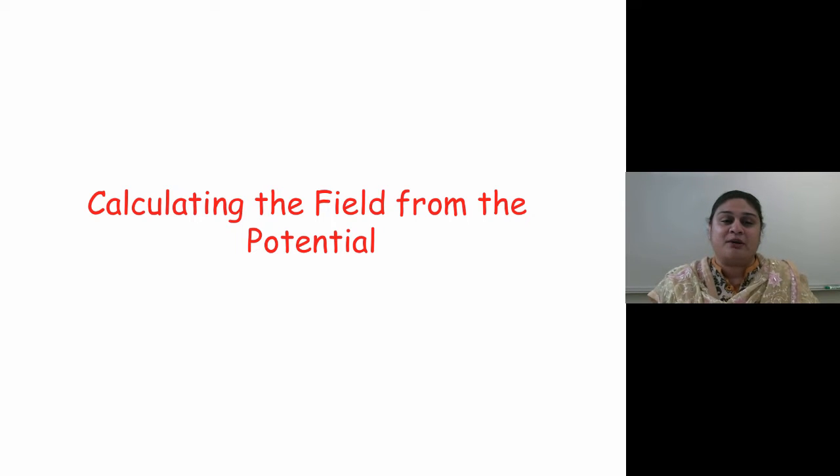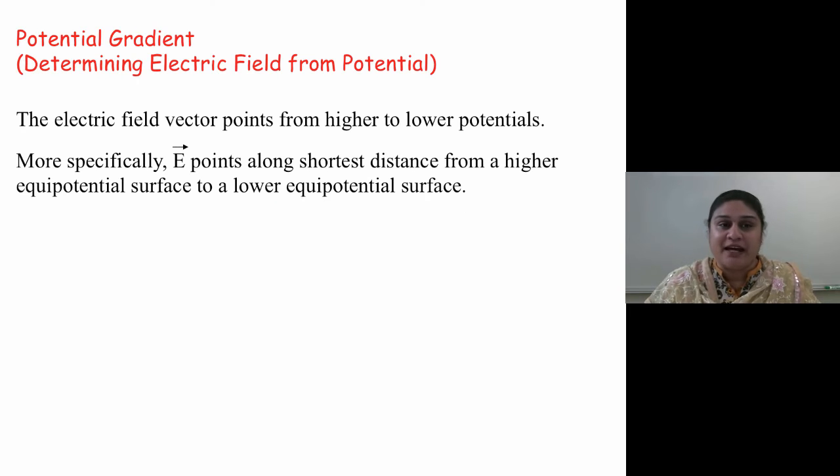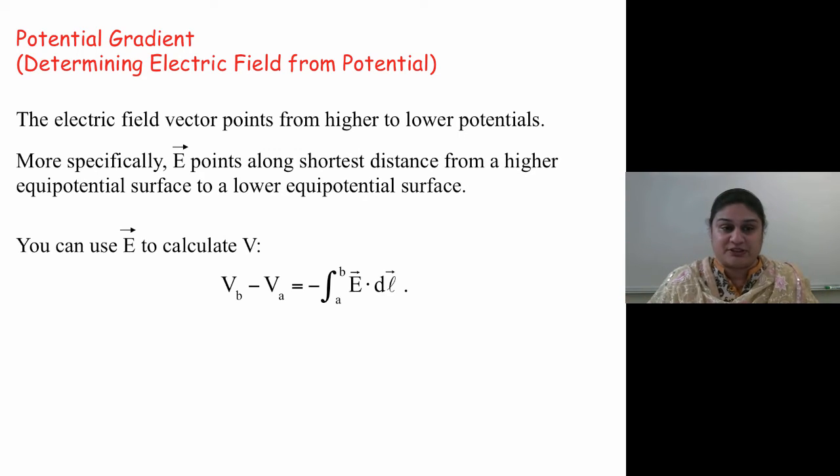I also want to talk about how you calculate the field from a potential. We calculated the potential from a field, right? The famous E dot dl equation. How do you do it the other way around? Well, in that case, you are going to call upon something called the gradient. We know electrical field vectors point from higher to lower potentials. More specifically, E points along the shortest distance from a higher equipotential surface to a lower equipotential surface.